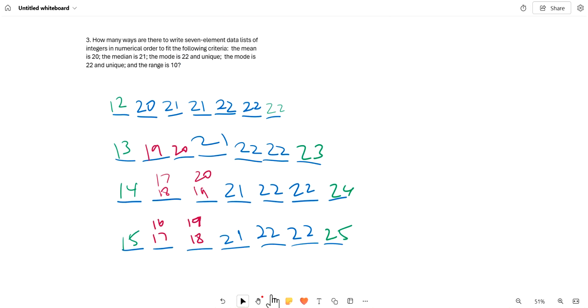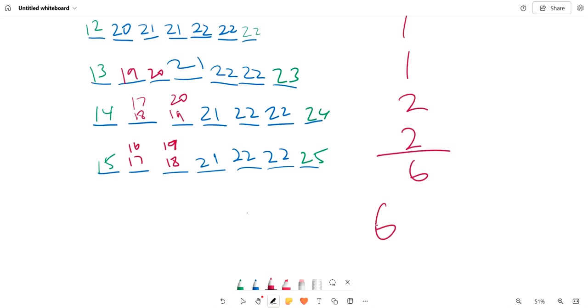And so finally, the number of cases are just one here, two here, one here, two here, and two here, and this adds to 6. So the answer is 6 cases.